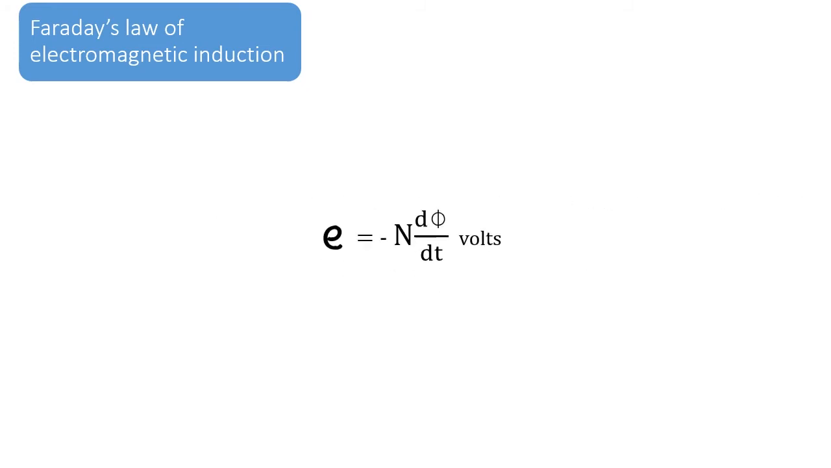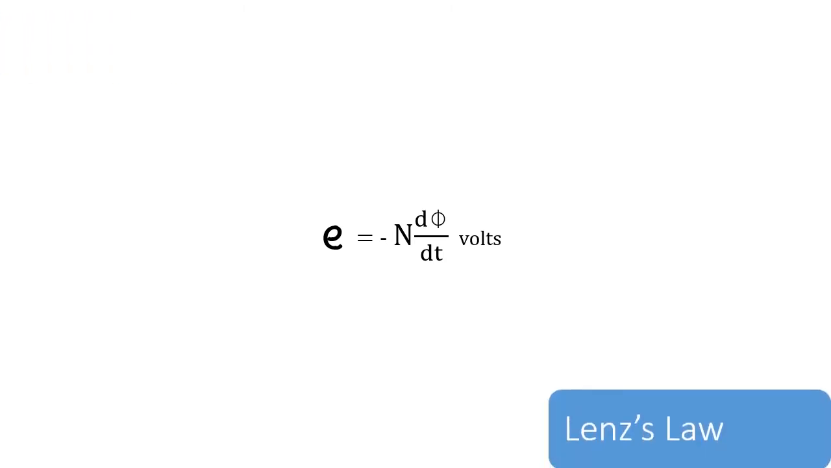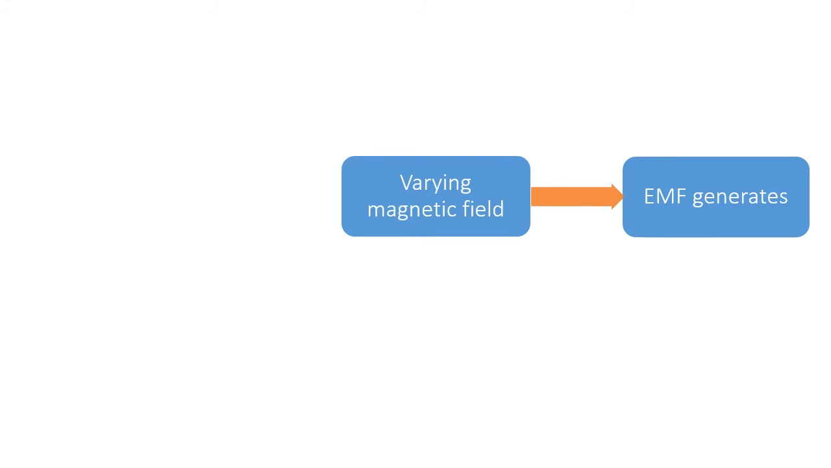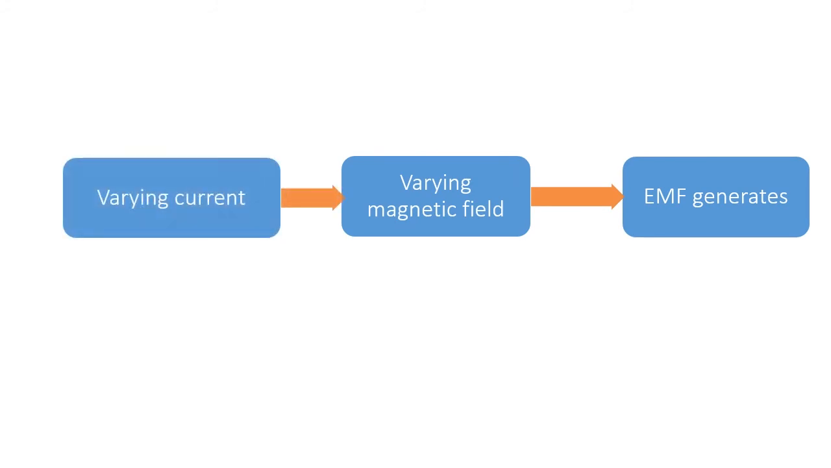The negative sign is to show the direction of the induced EMF. This is according to Lenz's law. In simple terms, the law states that the direction of EMF induced is always opposite to the very cause of it. Point to remember, for EMF induction, there needs to be a varying magnetic field, which is possible when there is varying current flowing. So the current can be an AC supply or a DC supply with a switch.